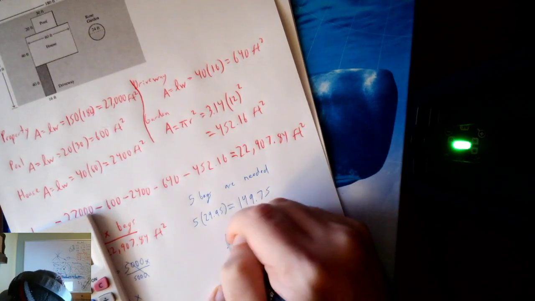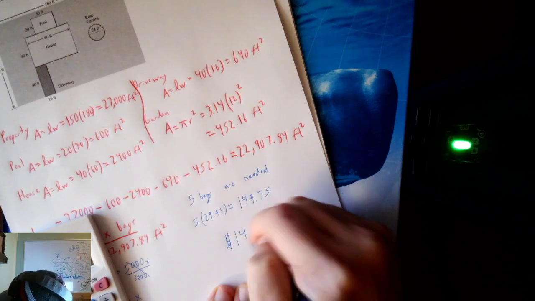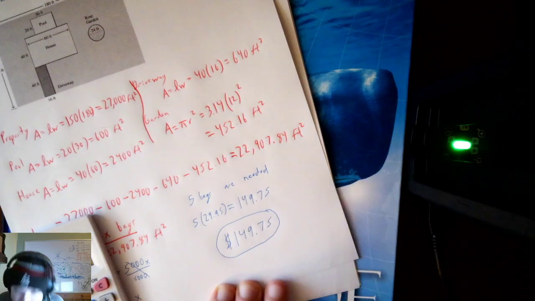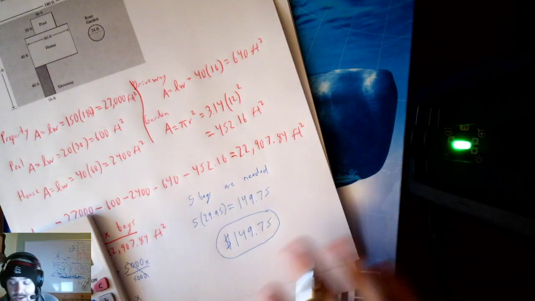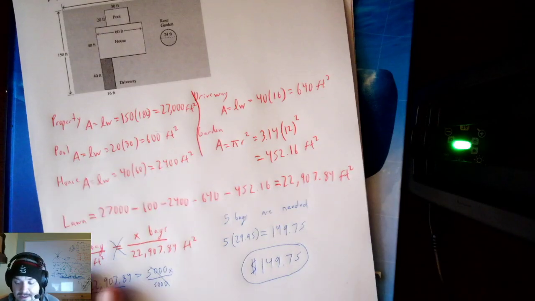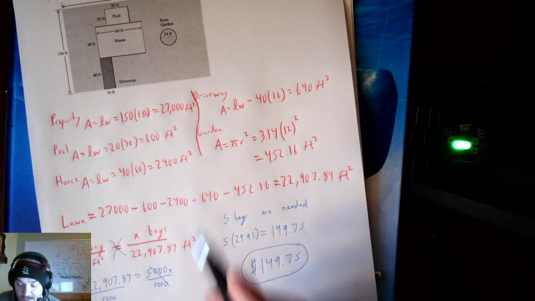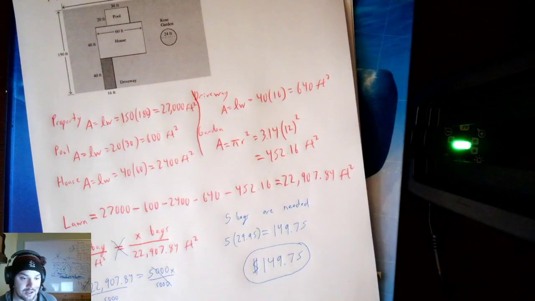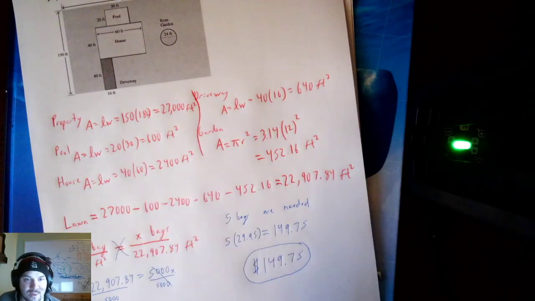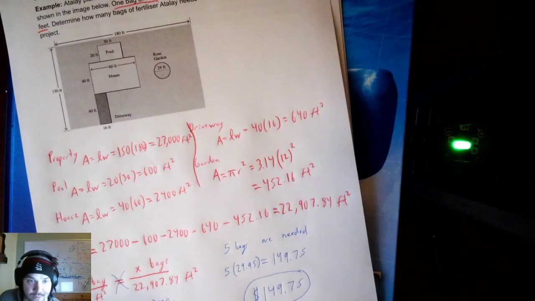$149.75. So my final answer, since it's the cost of fertilizing my lawn, would be $149.75. Notice we had to find the size of the lawn first. We had to figure out how big the lawn is, and to do that, we had to use the different schematics here. How big's the pool? How big's the house? How big's the driveway? How big's the garden? How big is the overall property?